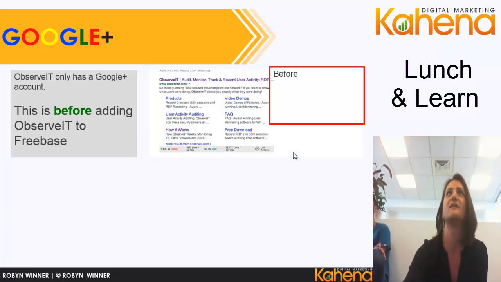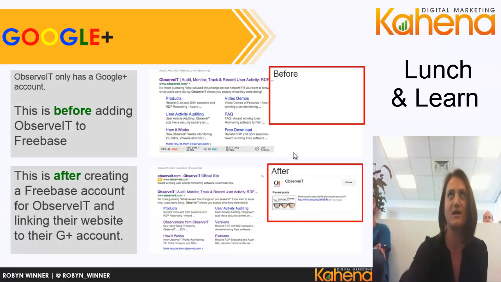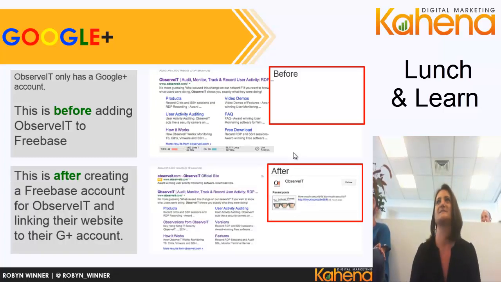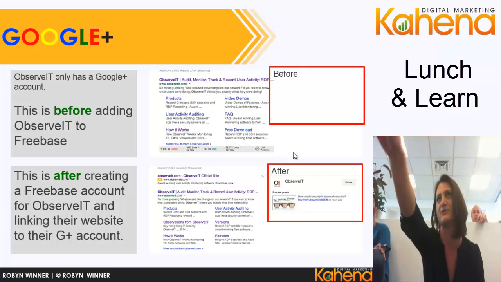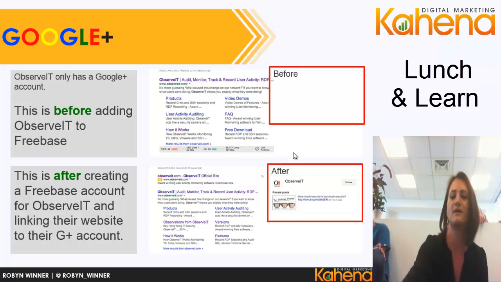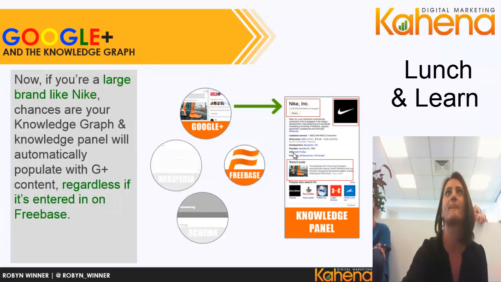For Observe It, we created a knowledge panel and a knowledge graph for them, and this is the before. Then after I edited it in Freebase and populated all their stuff, we were able to get a knowledge panel showing, which was so cool. You can see that just by having a Google+ account, and they don't even have a Wikipedia account, we were able to create that for them. And then you can see they use tinyURL, and that will link directly to their site in there.